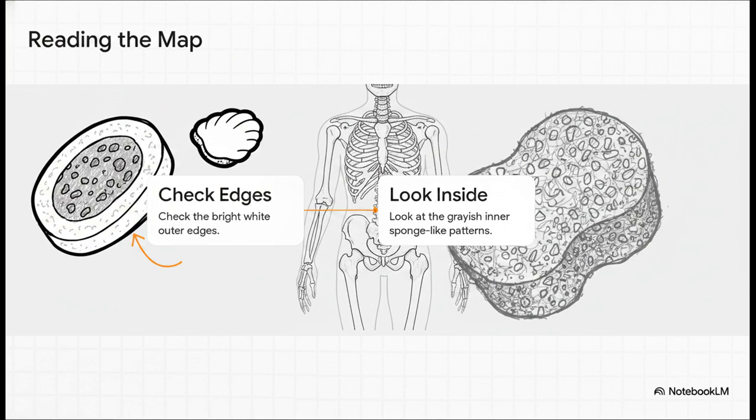Step 1, check those bright white outer edges. That's the dense outer bone, the shell, technically called the cortex. Step 2, look inside that white outline at the grayish, textured patterns. That is your inner bone, the sponge, which is known as trabecular bone.